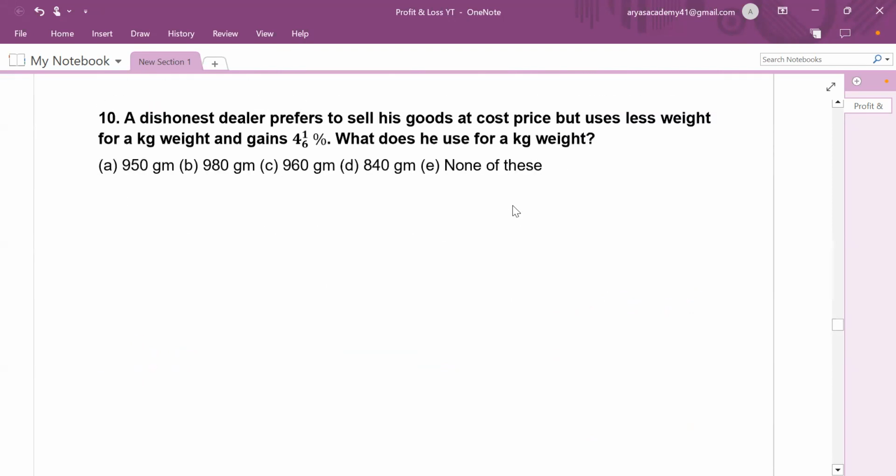Question number 10. You have to understand this question properly. Okay, dishonest dealer. A dishonest dealer means he is cheating.